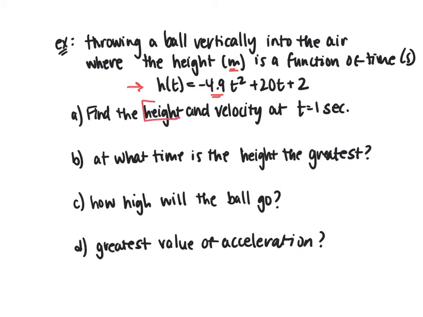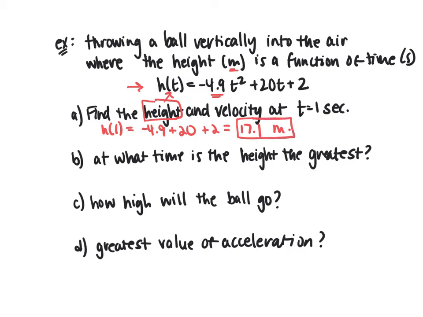Well, the height is just using the height function and plugging in 1. So that's just finding h of 1. When you do that, 1 squared, you just get 1. And it looks like what we're going to get is 17.1, and that's in meters.